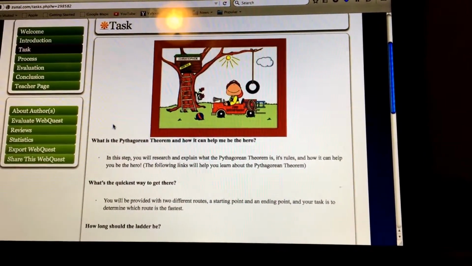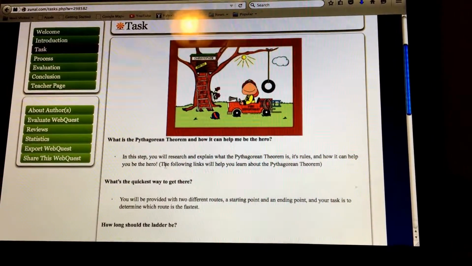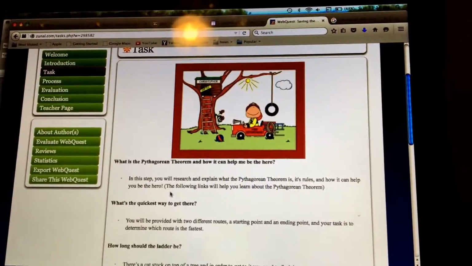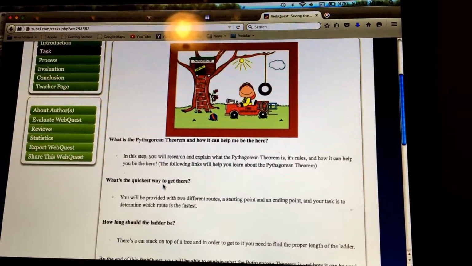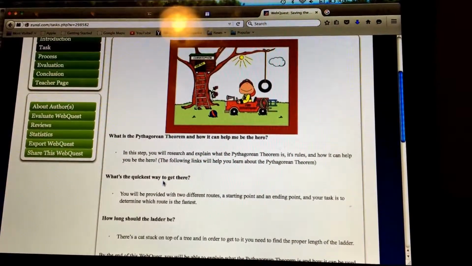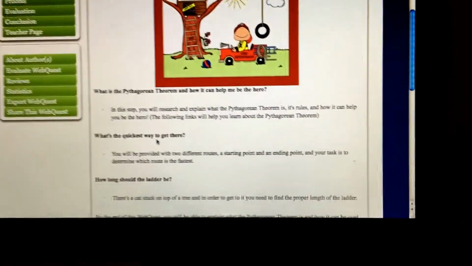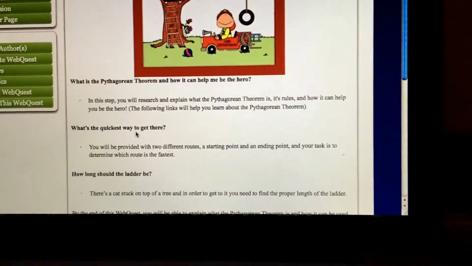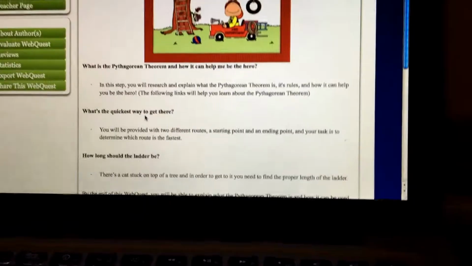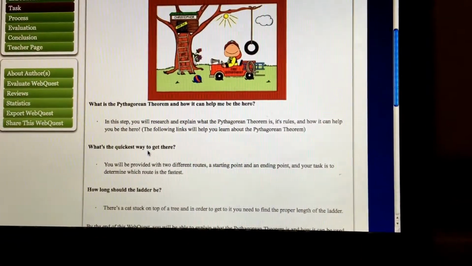What's the quickest way to get there? In this part of your task, you will be provided with two different routes, a starting point and an ending point. And your job is to determine which one is the fastest route.